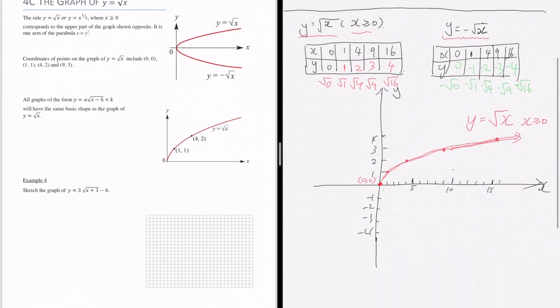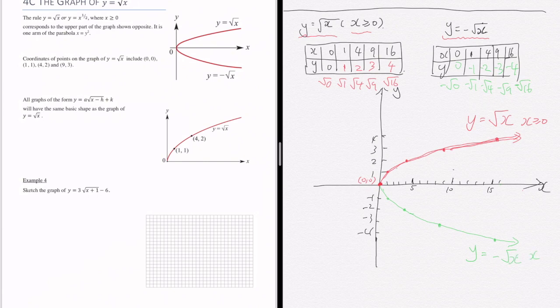Then we're going to do the same thing to plot them on my Cartesian plane. So 0, 0 is on the origin, 1, negative 1, and 4, negative 2, and 9, negative 3, and 16, negative 4. Then the starting point is still my origin, 0, 0, and then it goes down to the right. So that's my graph for y equal to negative square root x.